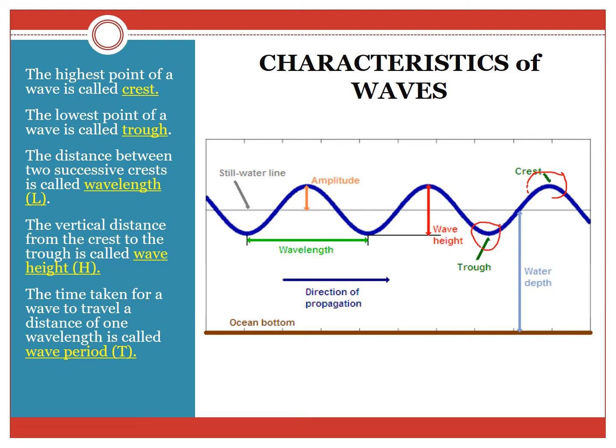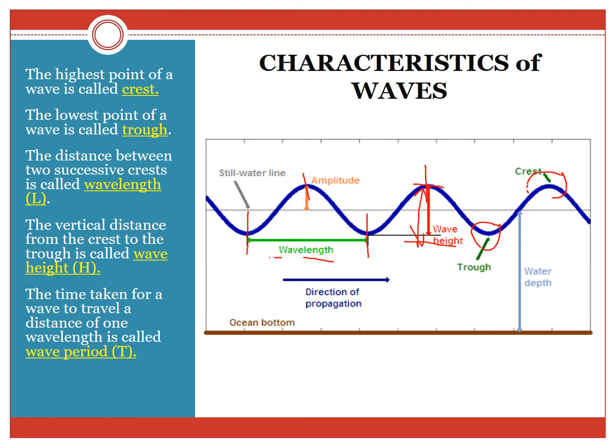Now let us talk about wavelength. The distance between two successive crests or two successive troughs is known as wavelength, denoted by capital L. Wave height: the vertical distance from the crest level to the trough level is known as wave height.